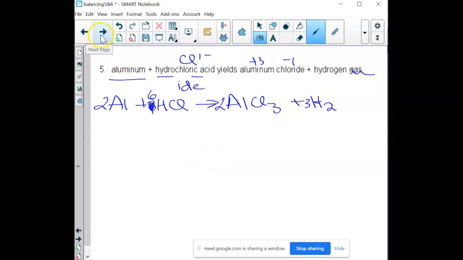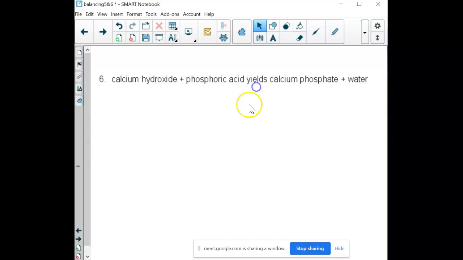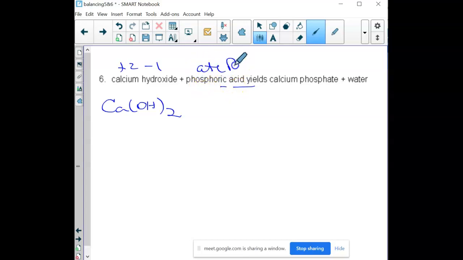Okay, on to number 6. So we're going to do calcium hydroxide. Let me bring that down some so I can write stuff above it. Okay, so calcium is a +2. Hydroxide is a -1, so we're going to crisscross reduce there. Then I have an ic acid. And remember that, going back to calcium hydroxide, you have to put parentheses around hydroxide because it's poly. I have an ic acid, so it goes to ate. And phosphate is PO4, 3-.